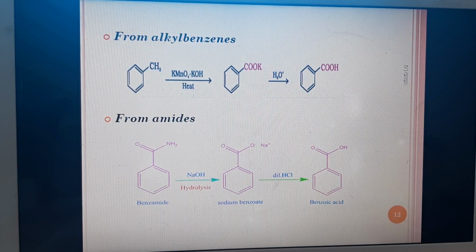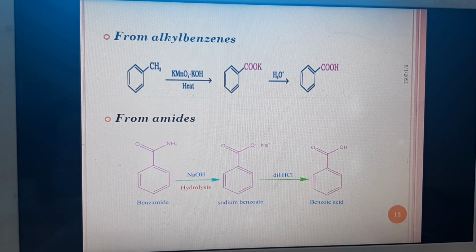Now we are going to discuss the preparation of carboxylic acid from amide. Amides are a different functional group, that is the CONH2 group. So here we discuss the preparation of benzoic acid from benzamide. Benzamide is a benzene ring along with the CONH2 group.